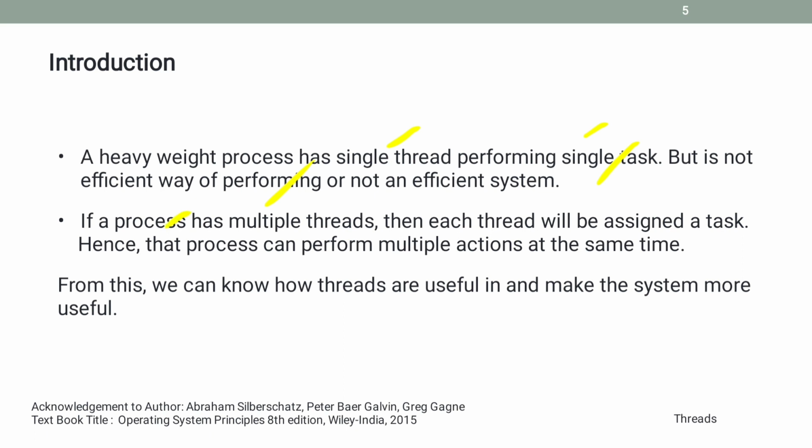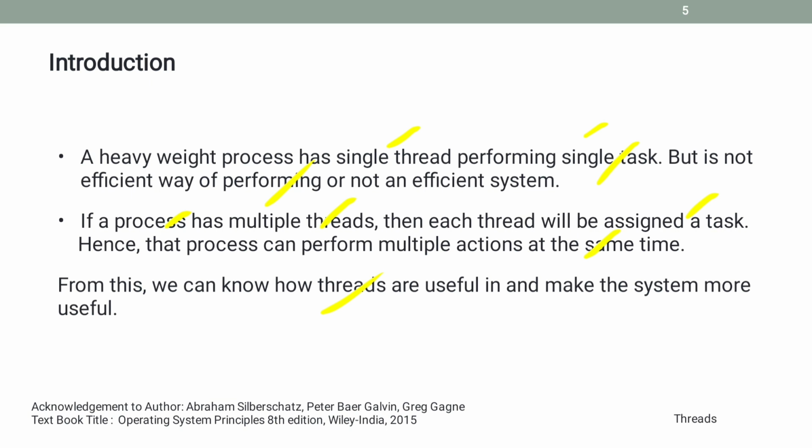Suppose in that process several threads are there, meaning several blocks of instructions are getting executed at the same time. Those units of execution are called threads. Each unit will be assigned one task. So only one program or process is under execution, but inside, because of multiple threads, several tasks will be done at the same time. That is why threads are very useful. It makes the system efficient.